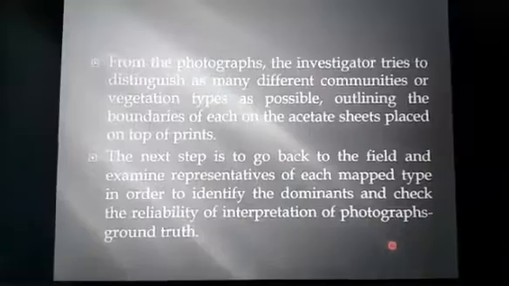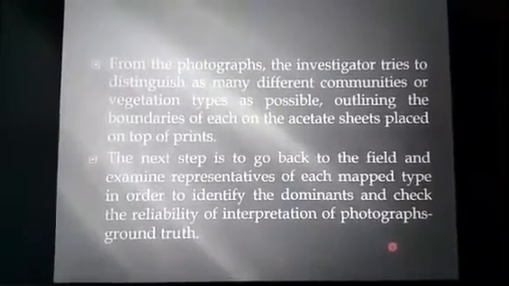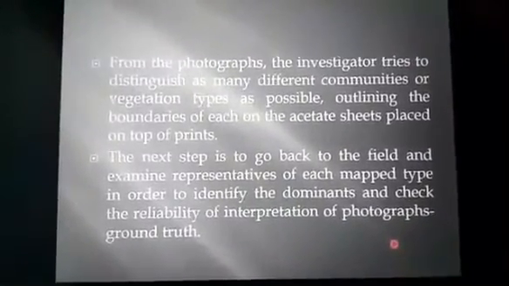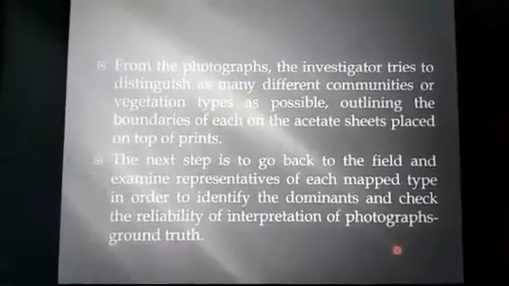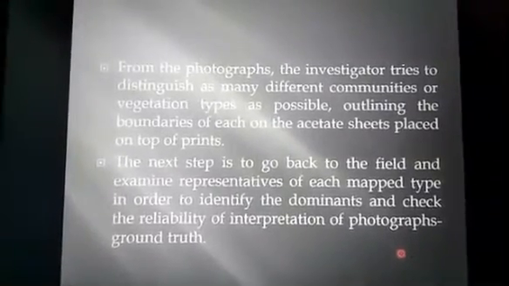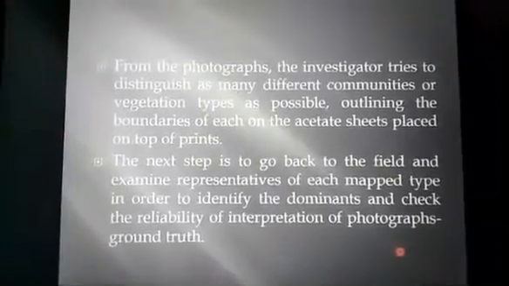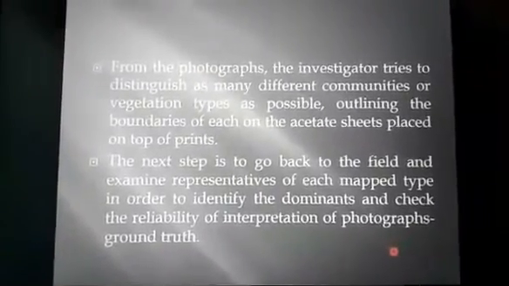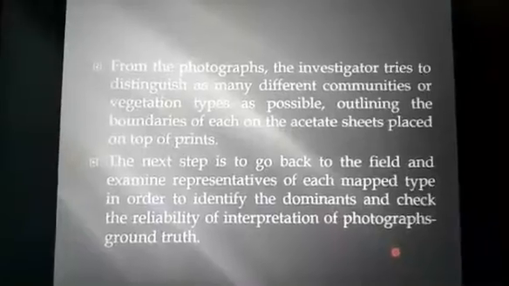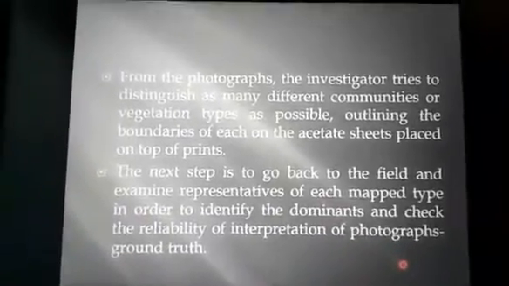So from the photographs, the investigator then tries to distinguish as many different communities of vegetation types as possible, outlining the boundaries of each on the acetate sheet placed on top of prints. So the next step is to go back to the field now and examine the representative of each mapped type in order to identify the dominance and check the reliability of the interpretation of the photographs, which we call ground truthing.